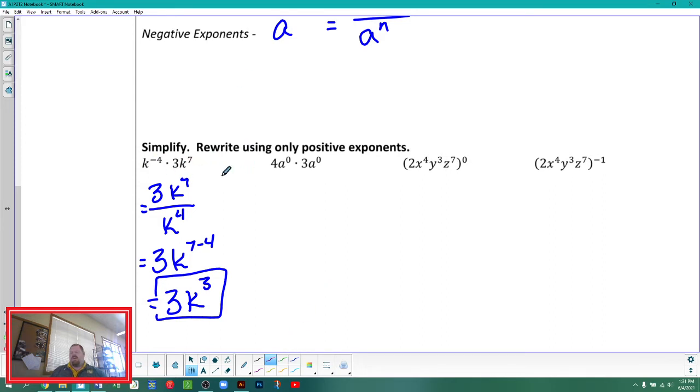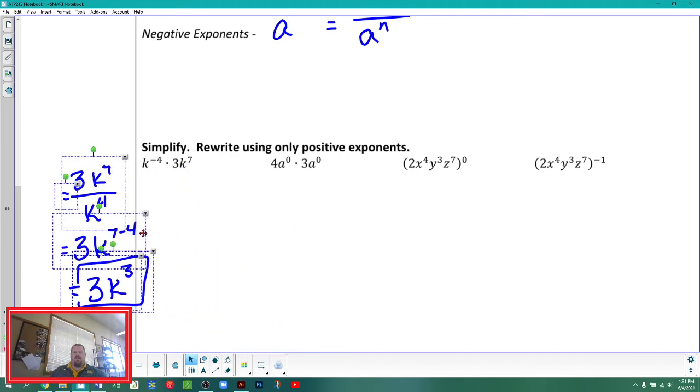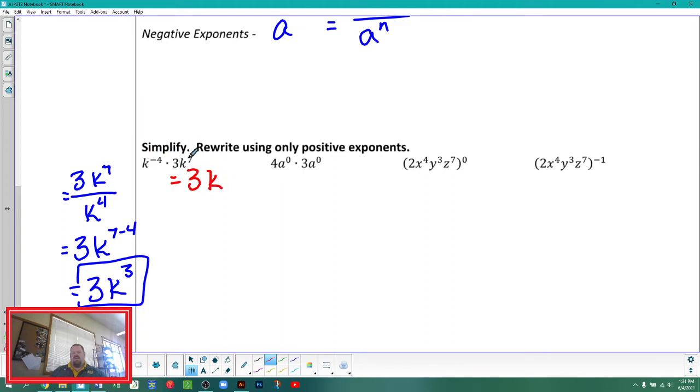There is another way to do this problem though. I could just use the product property. Okay, so I'm going to move this to the side really quick. And to do the problem again, I could think of this as 3. When I multiply k's together, that's going to be 7 plus negative 4. And that's actually a quicker way to deal with it. And we notice that I get the same thing.